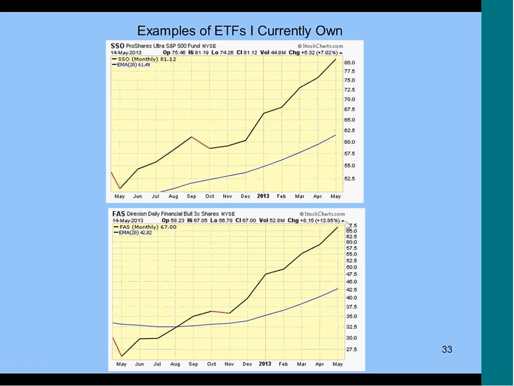and here's a chart of the Ultra S&P 500. This is a leveraged fund and moves at 2 times the underlying S&P 500 index. So if the fund meets its daily objective, if the S&P is up 1% for a day, the SSO will be up 2% for the day, and if the S&P is down 1%, the SSO will be down 2%. So this is a 2-to-1 leveraged fund.